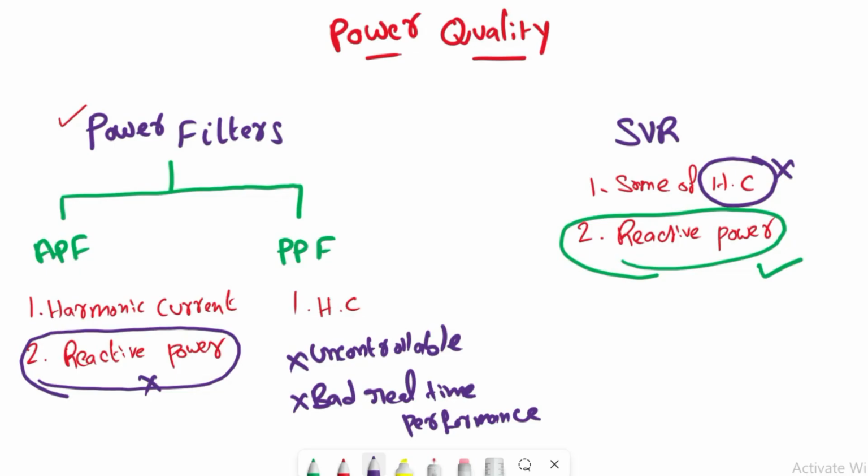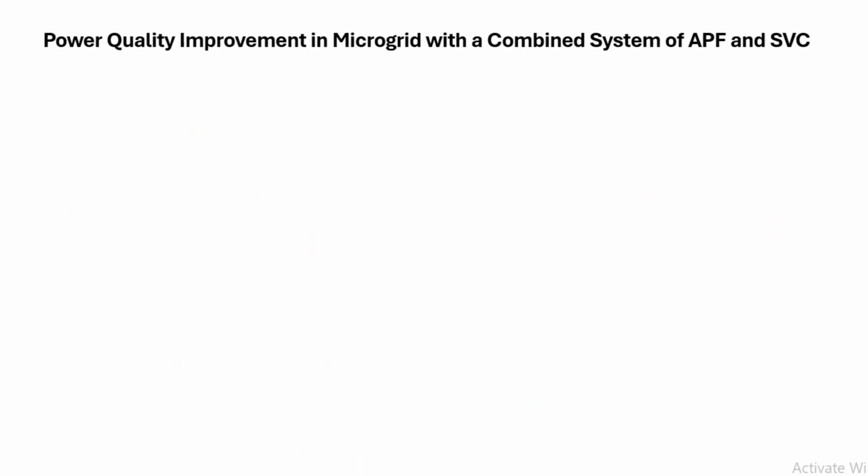By observing this comparison, we can find that active power filter or passive power filter or static var compensator performing alone cannot achieve satisfactory results, because active power filter is good at harmonic current, static var compensator is good at reactive power, but we need both to improve the power quality. That's why in our research we are proposing a combination of active power filter and static var compensator to improve the power quality in microgrid. By combining these two, we can take the harmonic elimination advantage of APF and also the reactive power compensation of static var compensator. And if we install them at proper places, then we can improve the power quality in microgrid easily.